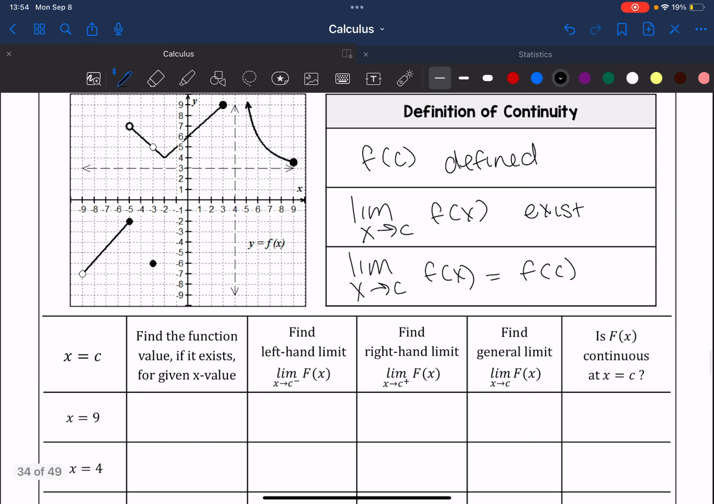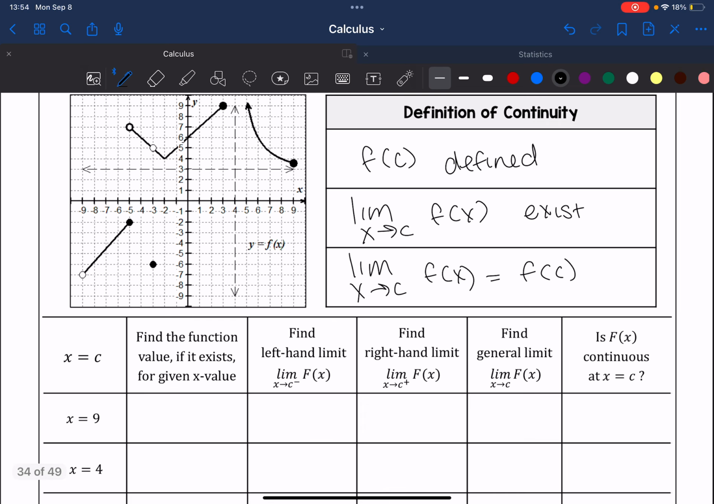So we're going to look at some examples here where it breaks it down step by step for us. So first I'm going to find x equals 9. So x equals 9, that's right here. So I'm trying to find f of 9. Well, f of 9 looks like it's going to be about 3.5. Then I'm going to look at the left and right-sided limit at x equals 9.